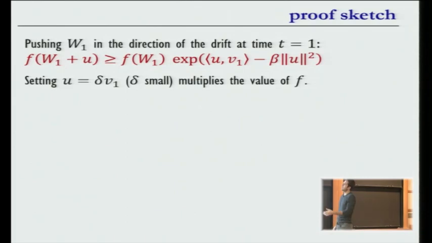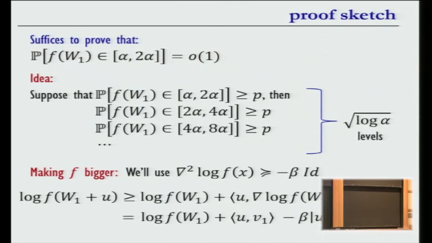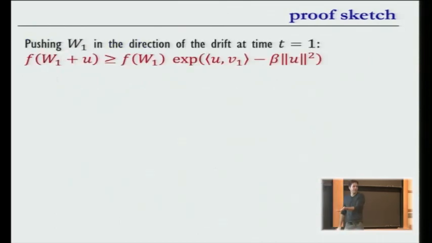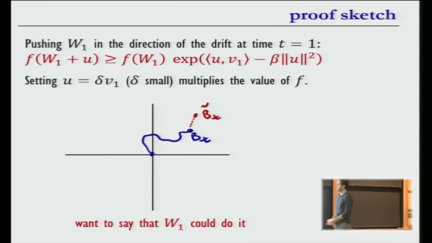But what you should say to yourself is, who cares? I mean, yeah, I can make the function bigger. But I wanted to argue that W1 could have achieved this gain. You're telling me that you can achieve this gain. That's not very impressive. But the idea is sort of the following. If you think about Brownian motion, and we push Brownian motion a little bit in some direction, there's a decent probability that actually Brownian motion could have gotten there itself, because Brownian motion has some natural variance. So if we push Brownian motion a little bit, then the probability that Brownian motion actually got here, this is all in the sense of, it's probably 0, but should be not too much smaller than it was here. Okay, and so we would hope to use that.